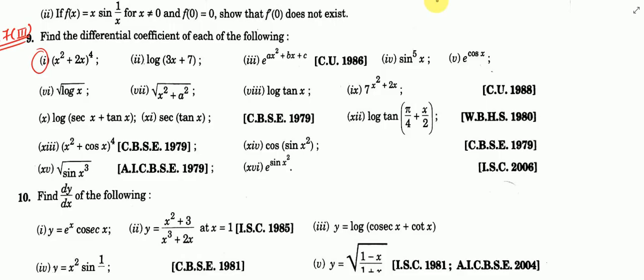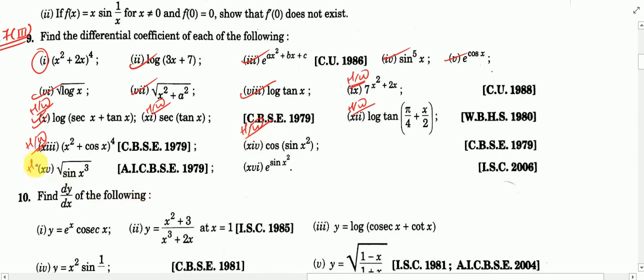Okay children, so I have done 1, 2, 3, 4, 5, 6, 7 and 8. Now question 9 is homework, try it by yourself, either by chain rule or directly. Homework.